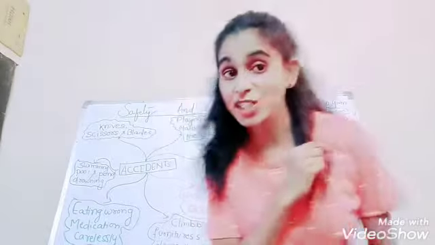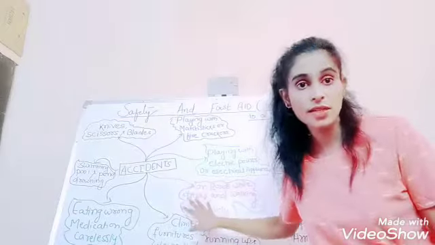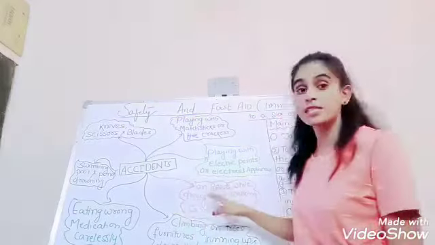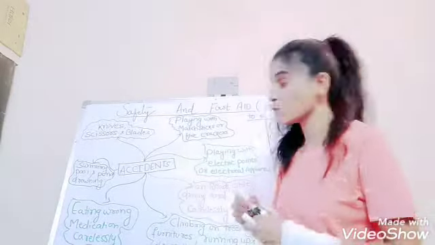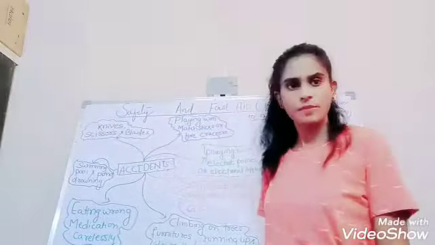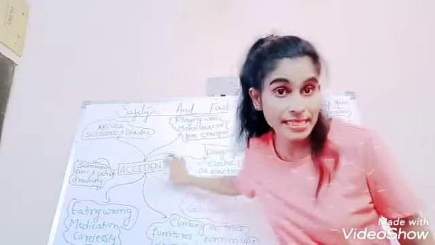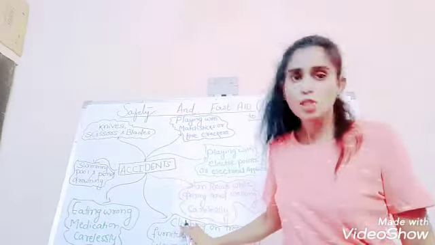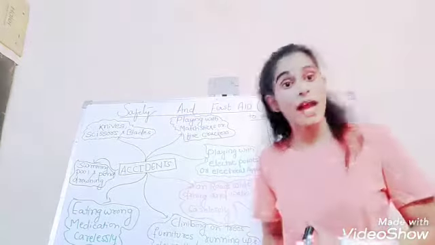So my dear children, are you all able to see this on the board? In the middle, I have written the word accidents. And these are all the reasons for accidents. Let's discuss the reasons for the occurrence of accidents one by one.